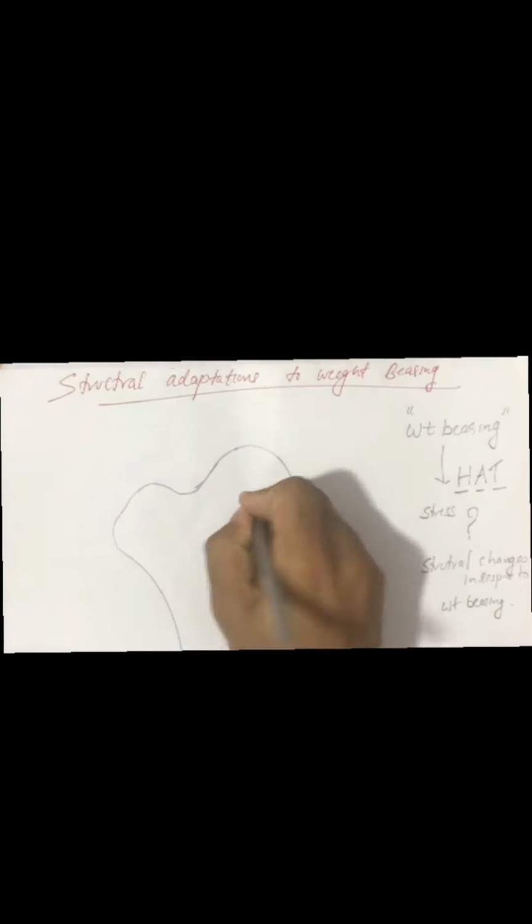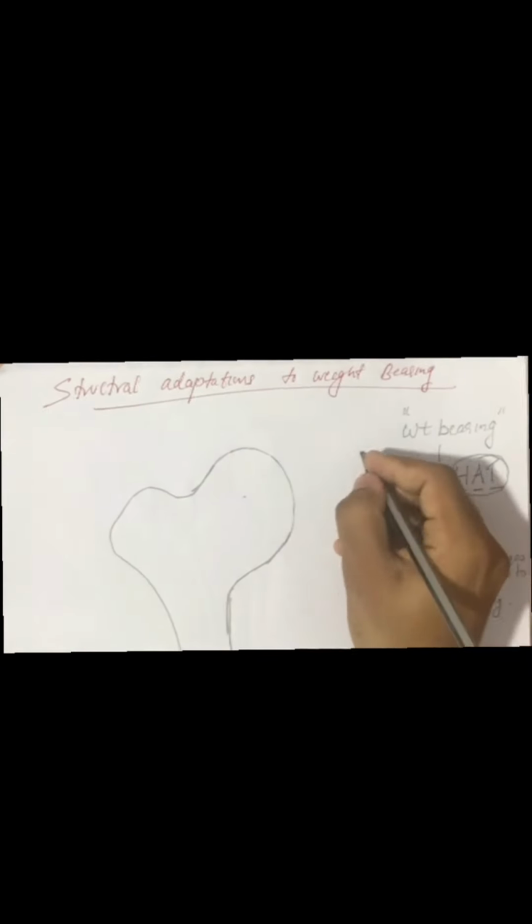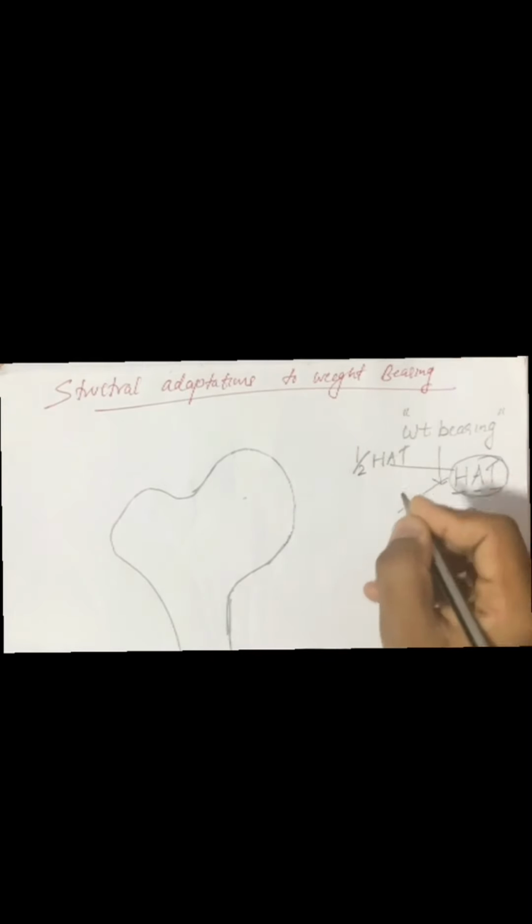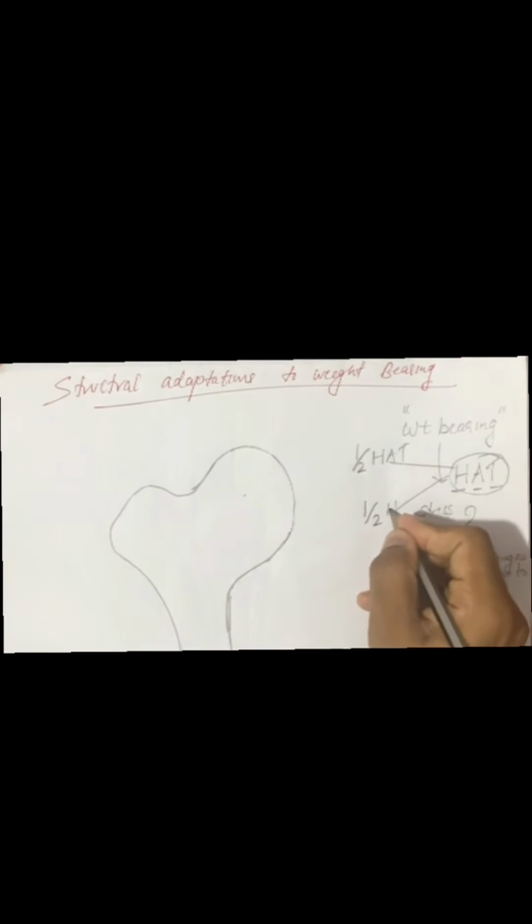Before that, what is the weight that is transmitted to one hip joint? The weight that is transmitted to one hip joint is not exactly the weight of the HAT, but half the weight of the HAT. So the right hip has half HAT, and the left hip will have half HAT. Clear? Because both are simultaneously taking part in the weight bearing activity.